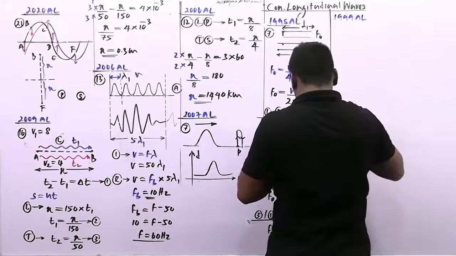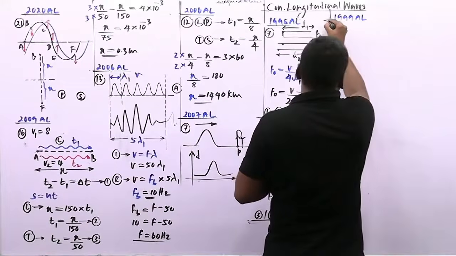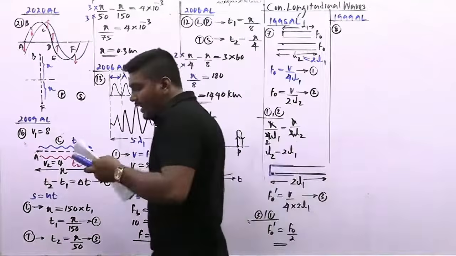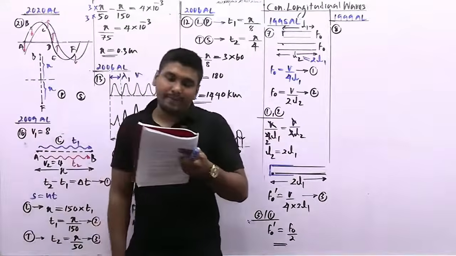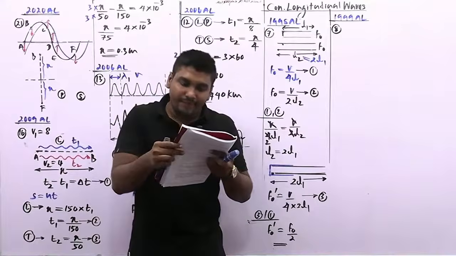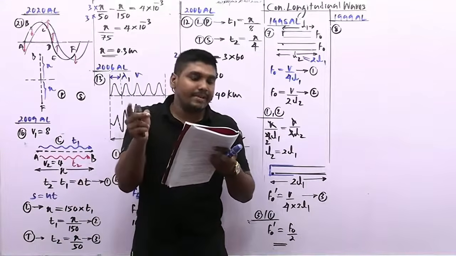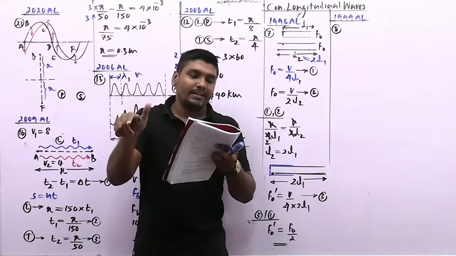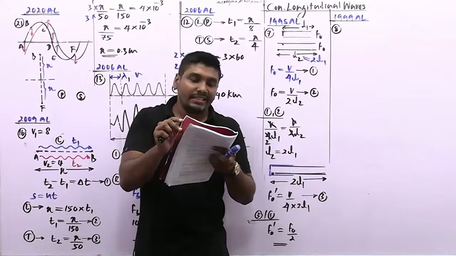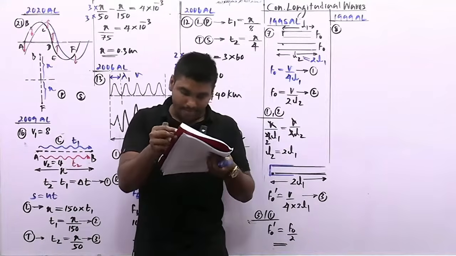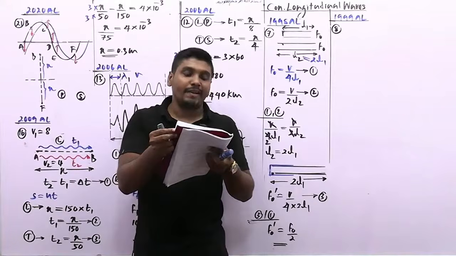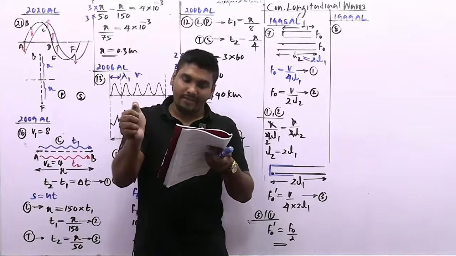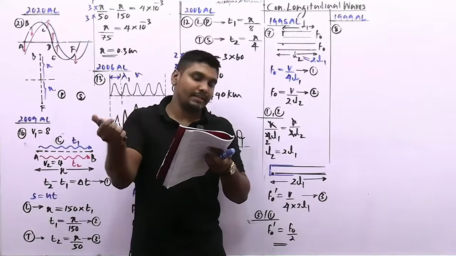Question number 8. When two organ pipes of length 50 centimeter and 50.5 centimeter are sounded together, 3 beats per second are heard. If the end corrections are neglected, the frequencies of the pipes are respectively?